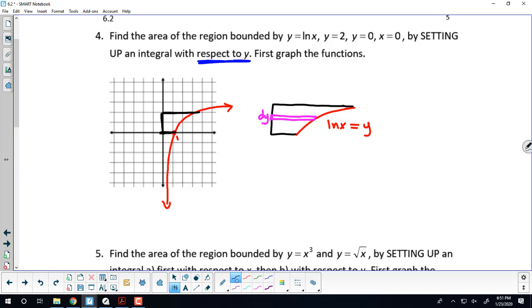Okay, so then what would the area of this region look like? Anybody want to take a shot? So you raise both sides to e, so you get e to the y equals x. So take the integral from 0 to 2. 0 to 2? Of e to the y dy. All right. Let's look at that for a minute. What do y'all think?